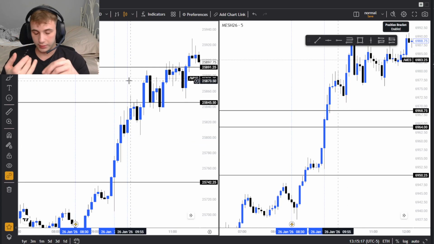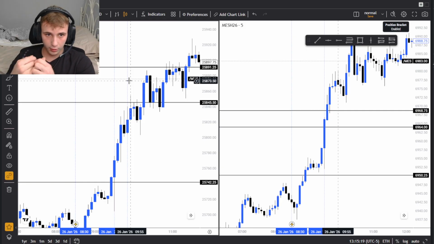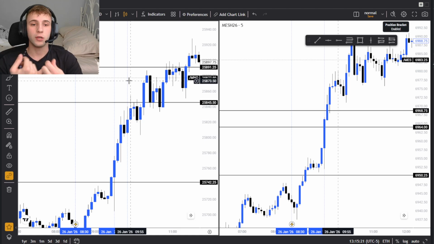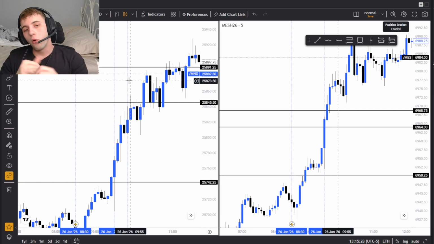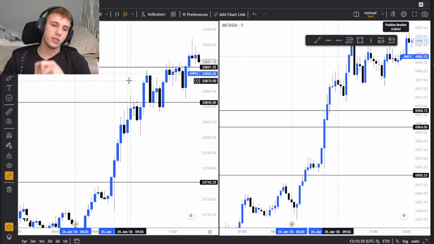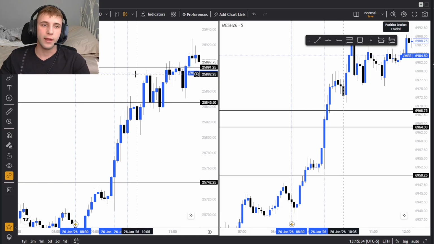Today I had one out of two things in mind, right? Either we get a continuation trade to the upside, that's the first thing I'm looking for, or we manage to catch the retracement on the higher time frame. Now, what do I mean by that?